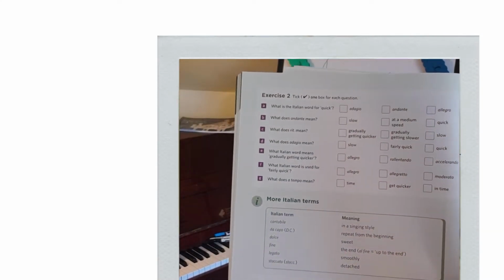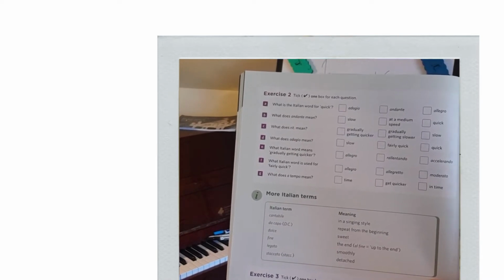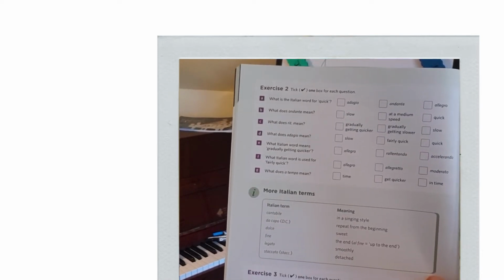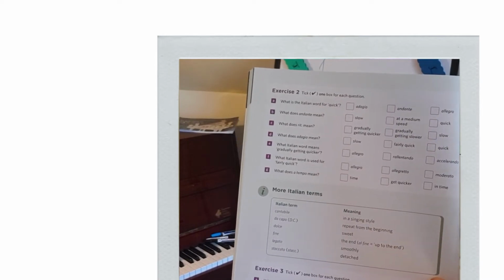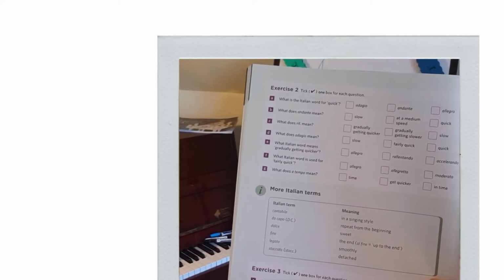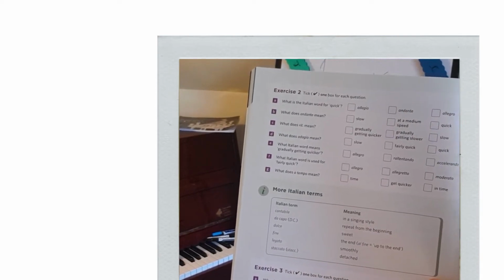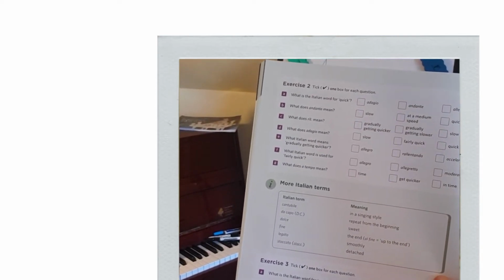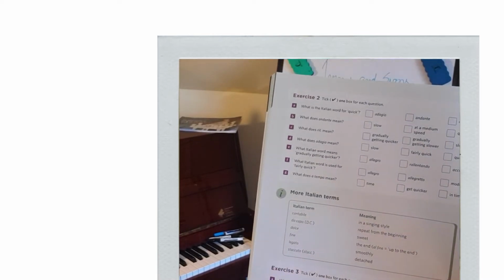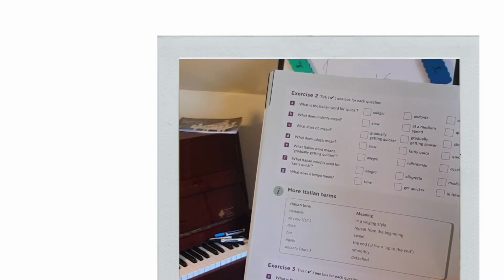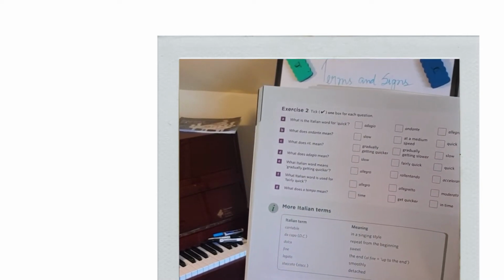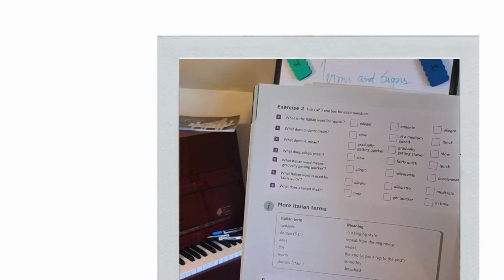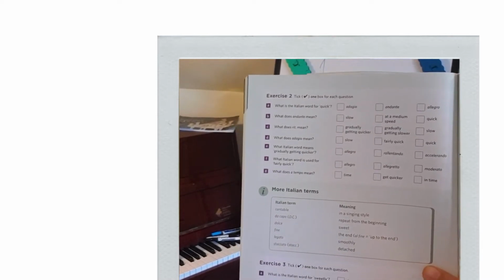Exercise 2. Tick one box for each question. What is the Italian word for quick? Adagio, andante, or allegro? The word adagio means slow speed. When I say this word for my pupils, I like to pronounce it slowly, adagio, so they understand and remember it in the exam. If adagio appears, they're going to remember I was always pronouncing this word slowly, adagio.